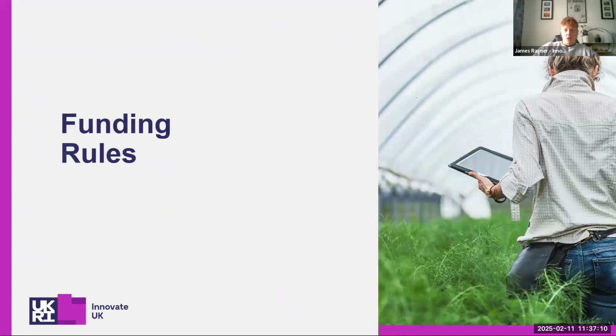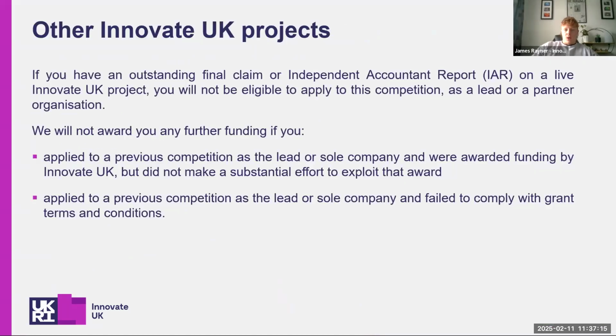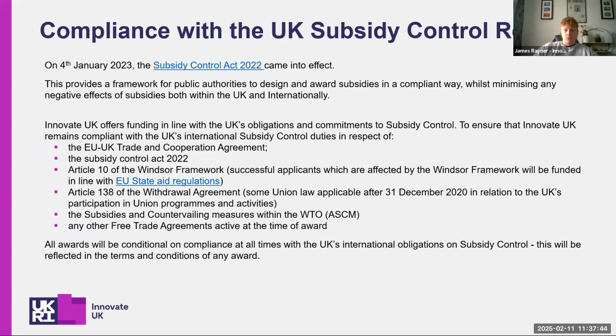So I'm now going to mention some funding rules and how your grants would be awarded should you be successful. So firstly, there are some instances where we would not be able to award you any funding. This could be if you have an outstanding final claim or independent account report, which is an IAR, on a live Innovate UK project. In this case, you will not be eligible to apply to this competition as a lead or a partner organisation. We will also not award you any further funding if you have not made substantial effort to exploit a previous award or failed to comply with the grant terms and conditions.